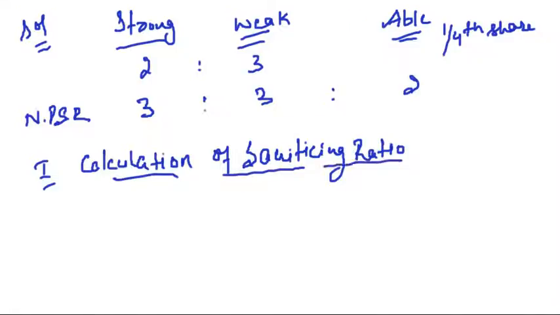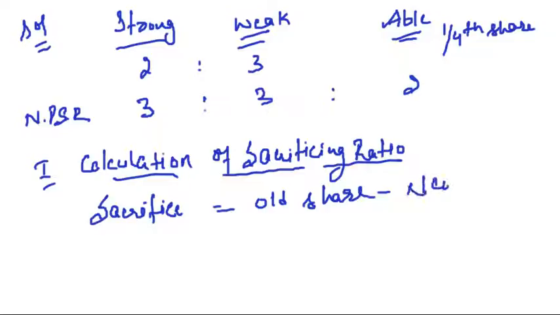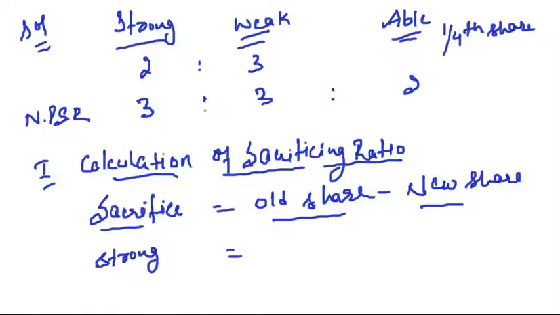Right? So how to calculate sacrifice ratio? Sacrifice is equal to old share minus new share. Now for Strong, what is Strong's sacrifice? What is the old share? 2/5. What is the new share? 3/8. So this comes to 1/40.